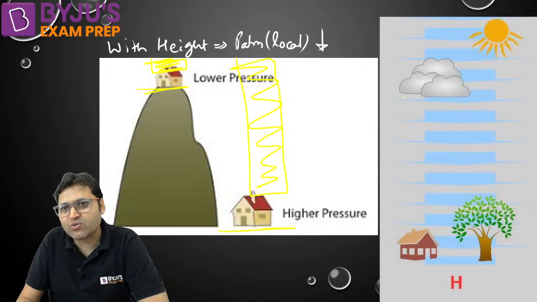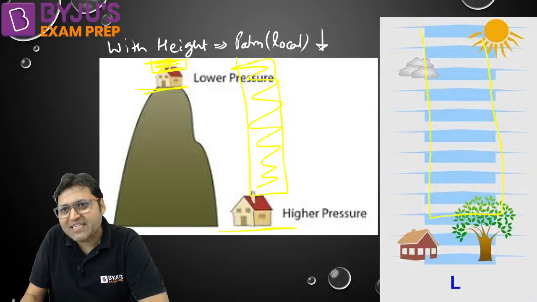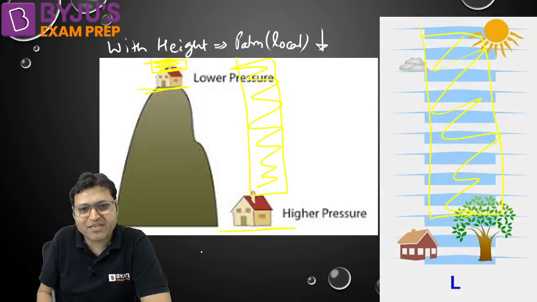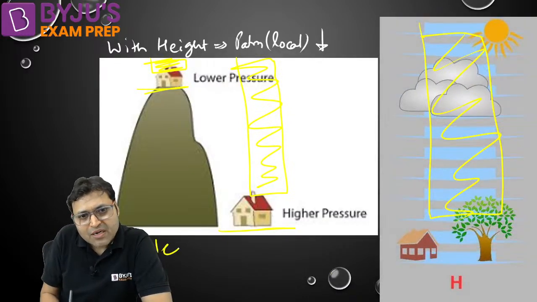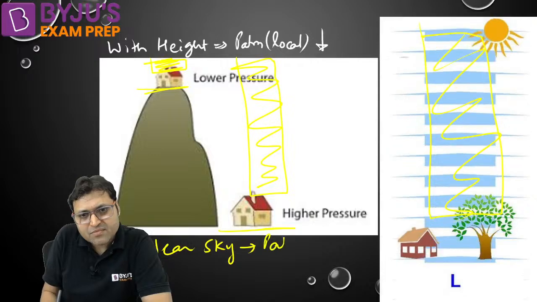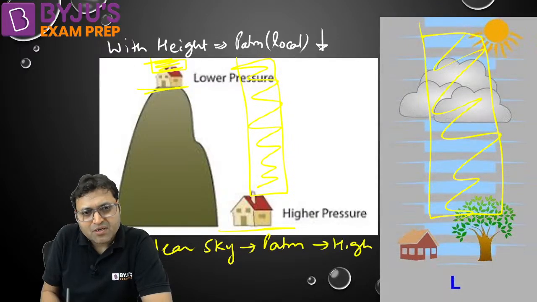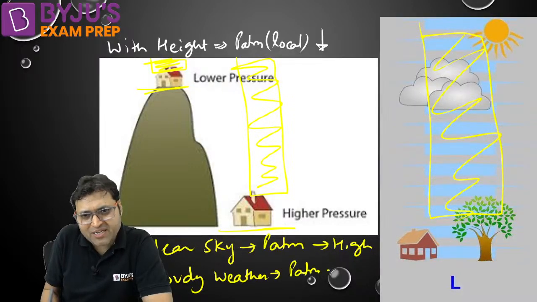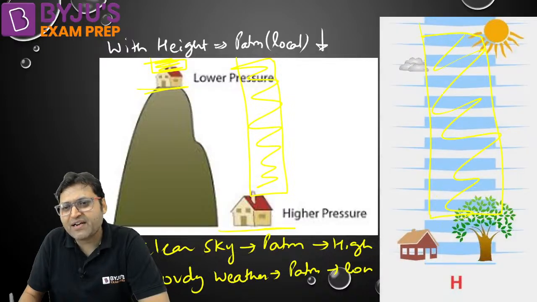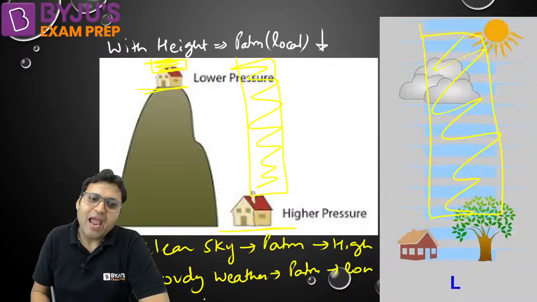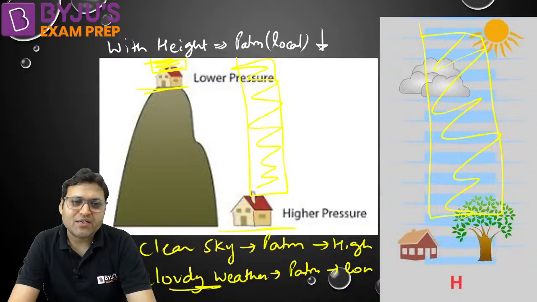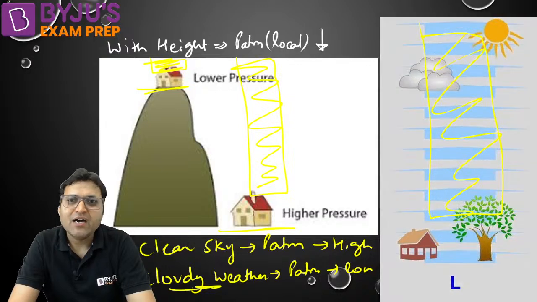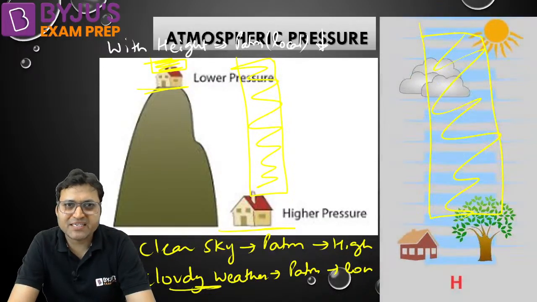And with weather condition also, if the sky is clear, this will be the atmospheric pressure. So if the sky is clear, then it will have high atmospheric pressure. Clear sky, atmospheric pressure is high. And cloudy weather, atmospheric pressure is low. When cloudy weather, it becomes low atmospheric pressure. And this barometer is the instrument which can be used to have the weather forecasting. So this is about the local atmospheric pressure.